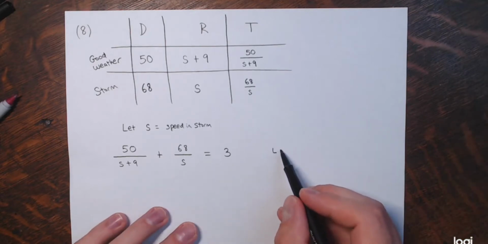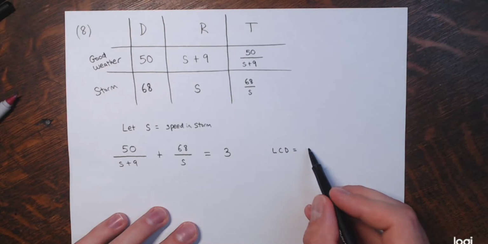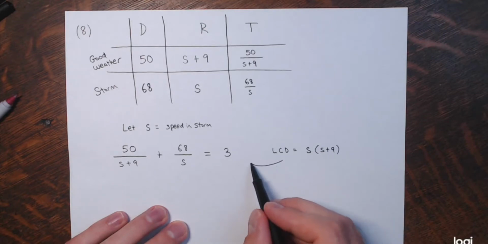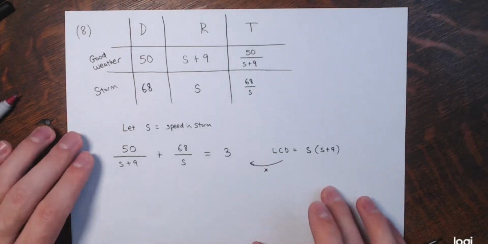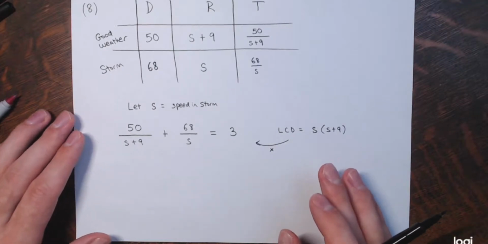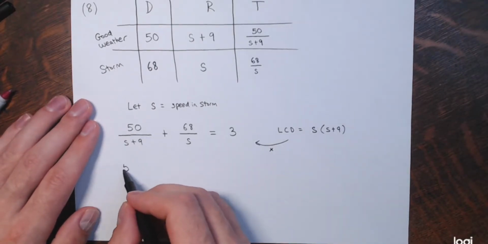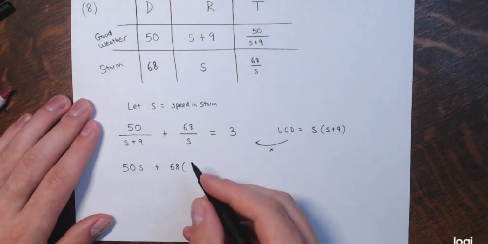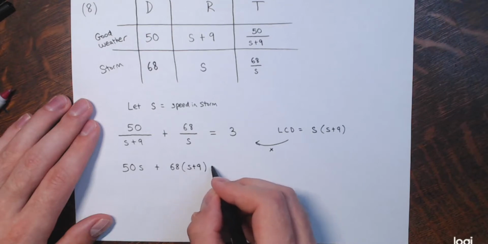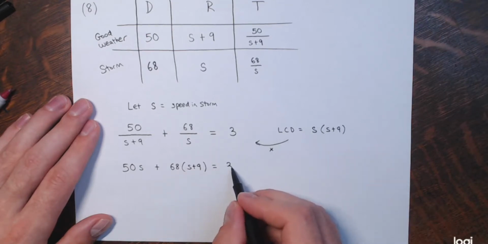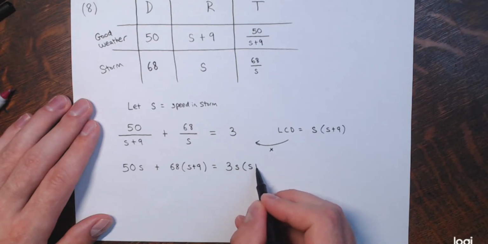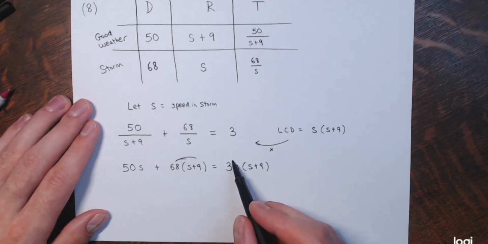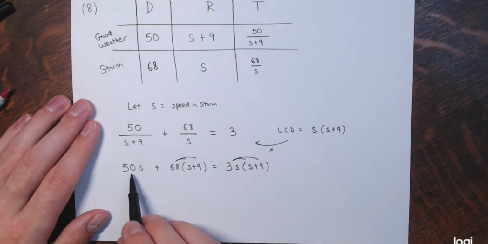So the LCD here is just S times S plus 9. And I'm going to multiply everything on both sides by the LCD to cancel all the denominators. First term on the left would just be 50 times S, plus the next term you'd have 68 times the quantity S plus 9. And then the other side would just be 3 times the LCD, 3 times S plus 9. Alright, distributing the 68 over here, and then over here distributing the 3, we'd get the following.